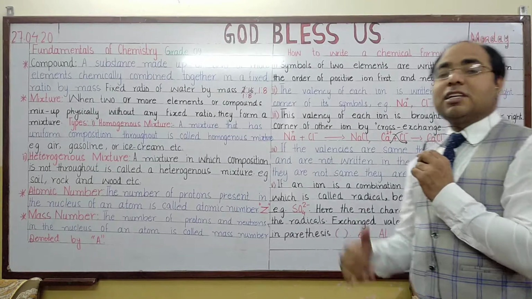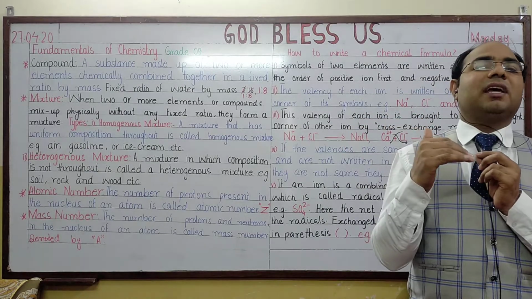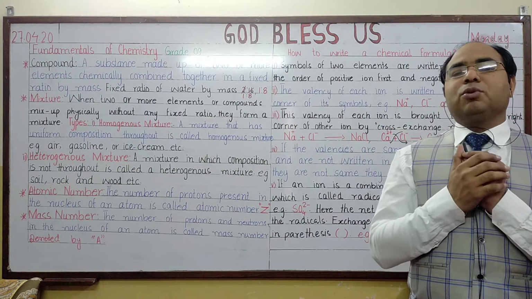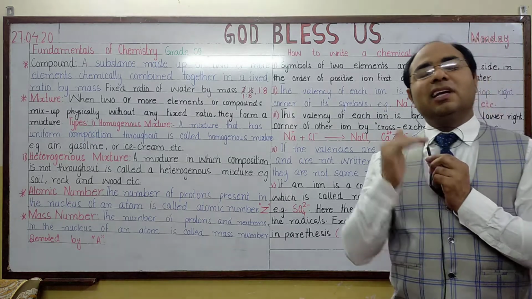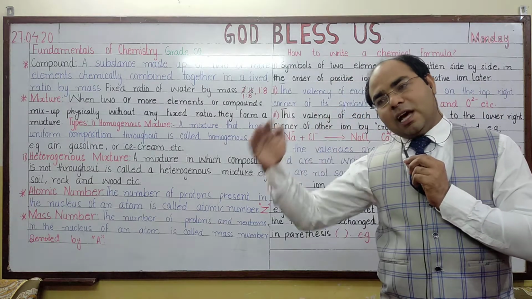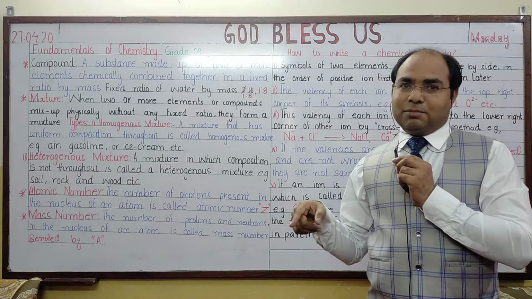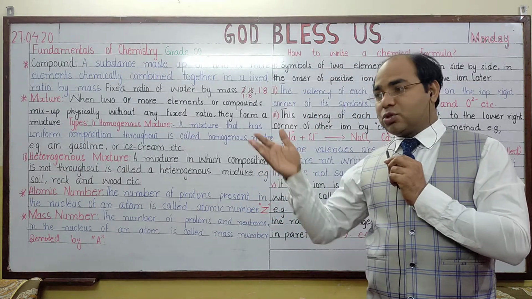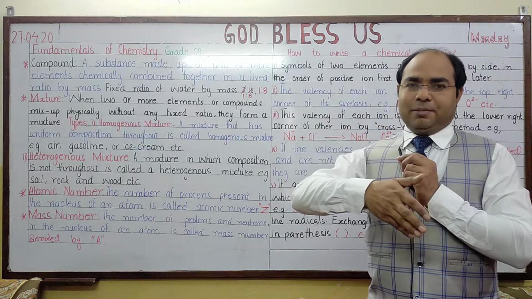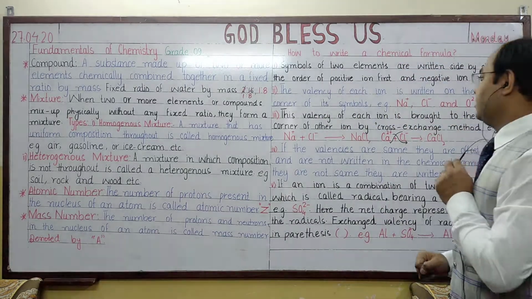Okay, so that means step 1 was symbols of the elements are written side by side. Step 2, valencies are written at the top right corner. Step 3, these valencies are brought to the lower right corner through cross exchange method. So that means the valency of one element is going to come under another element. That is called cross exchange method.